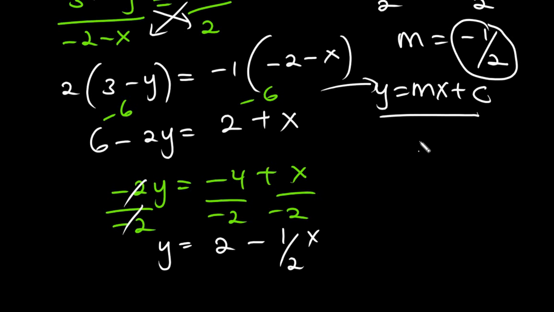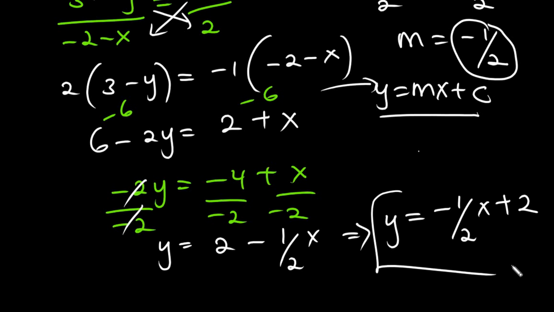Still it doesn't resemble this format, so we need to rearrange it this way: y is equal to -1/2 x plus 2. And that is the equation of line L2. So let's move on to the second part of part B.